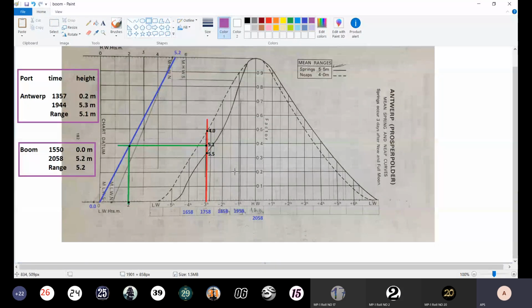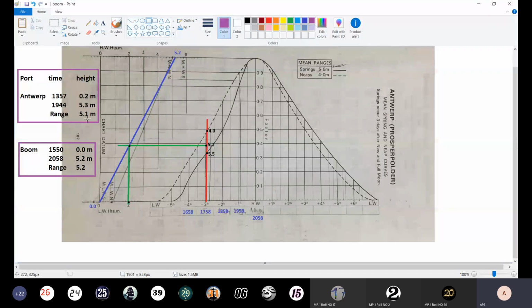So can you see that curve on the left side of your part 1 for Antwerp? Yes, sir. Now this data I've written for you here. For Boom: 1800, low water 1550 is 0.0, high water 2058 is 5.2, range is 5.2. Antwerp, same time: 1357.2, 1944, 5.3, range is 5.1.